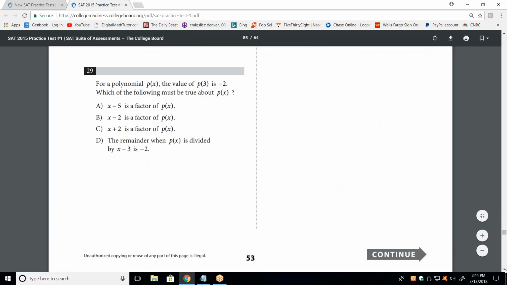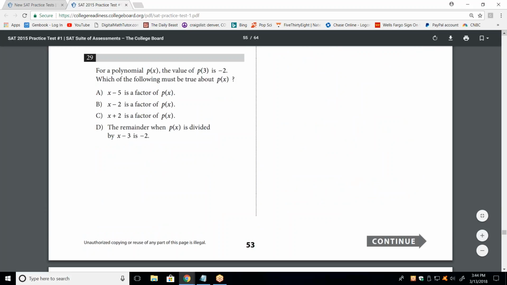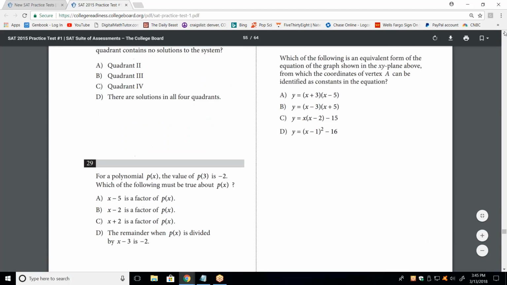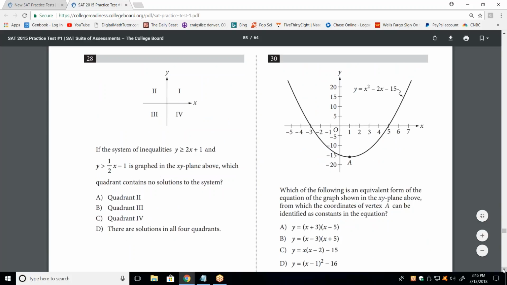Do these in order. 29. I'm going to skip 29 for the moment. Let's go to 30. Okay, take a look at 30.